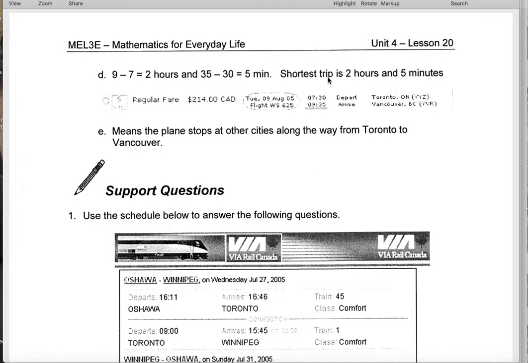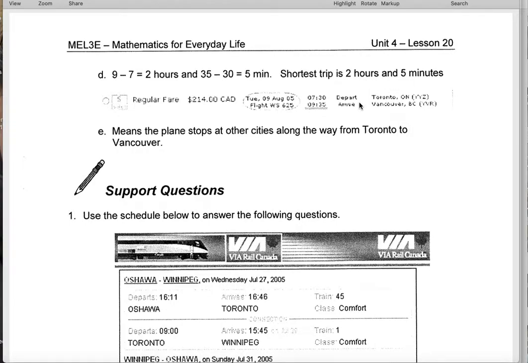So the shortest trip, so we're looking at 9 o'clock minus 7 o'clock. So this is our bottom flight. So this is 2 hours, and then we're going to subtract 35 minutes from 30 minutes. That's 5 minutes. So the shortest trip is 2 hours and 5 minutes.